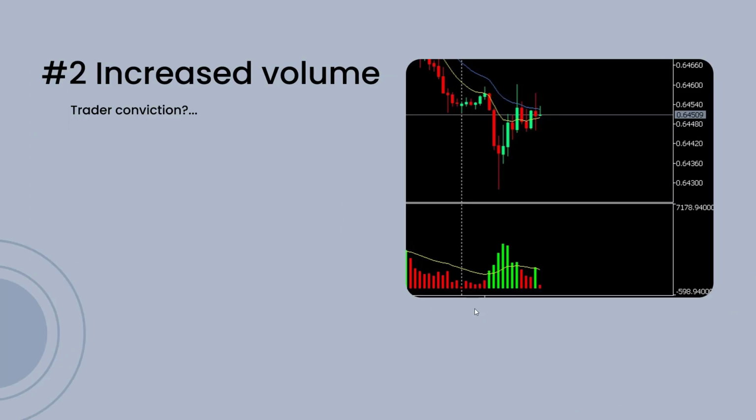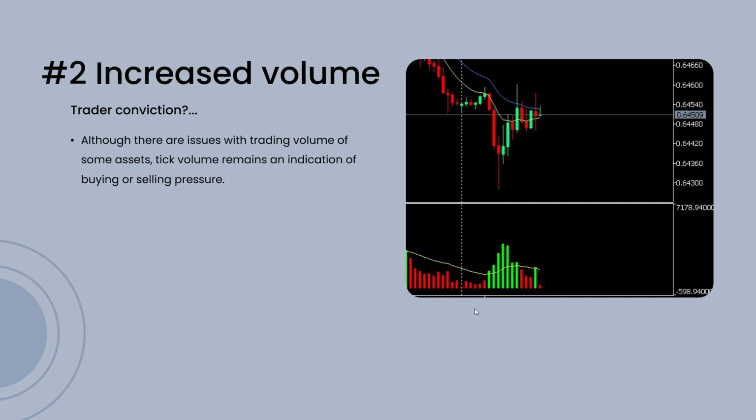Number two is increased volume. Now, volume's given a bad rap by those who trade FX and CFDs, because there are issues about there not being a central exchange. So what you're seeing is tick volume rather than real volume. However, tick volume still remains an indication of buying or selling pressure, because it's the number of times a particular asset has been traded within the life of that candle.